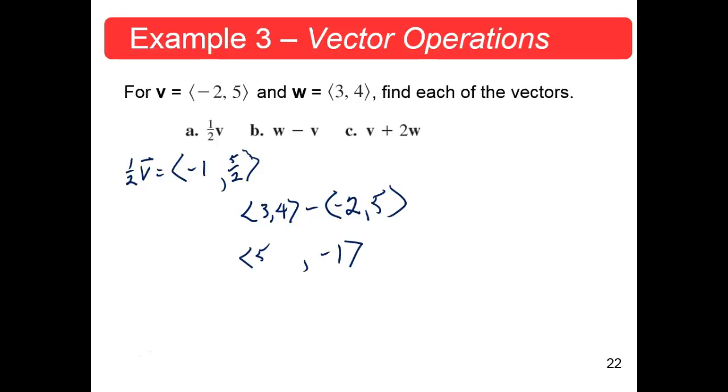Okay, how about V plus 2W? That would be negative 2, 5, that's your V, plus 2 times 3, 4. If you write it in component form, it's really pretty easy to do. What would that be? 4. Negative 2 plus 6 is 4.